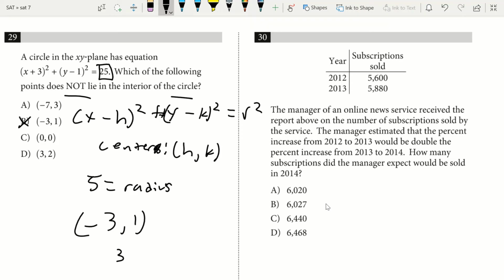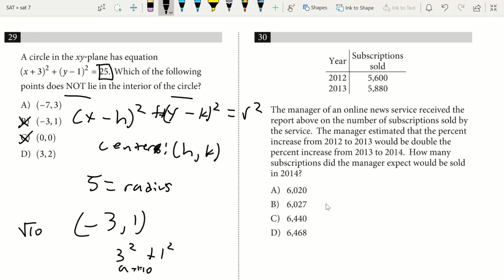So it's over 3, and it's also down 1, right? So I got 3 squared, and it doesn't matter if it's plus or negative, because it's squared. It's going to be 9 plus 1, that's going to give me 10. And now when I root 10, I know that root 10 is going to be less than that radius of 5. So since it's less than that radius of 5, I know it's in my circle still. So I know that 0, 0 is in my circle.